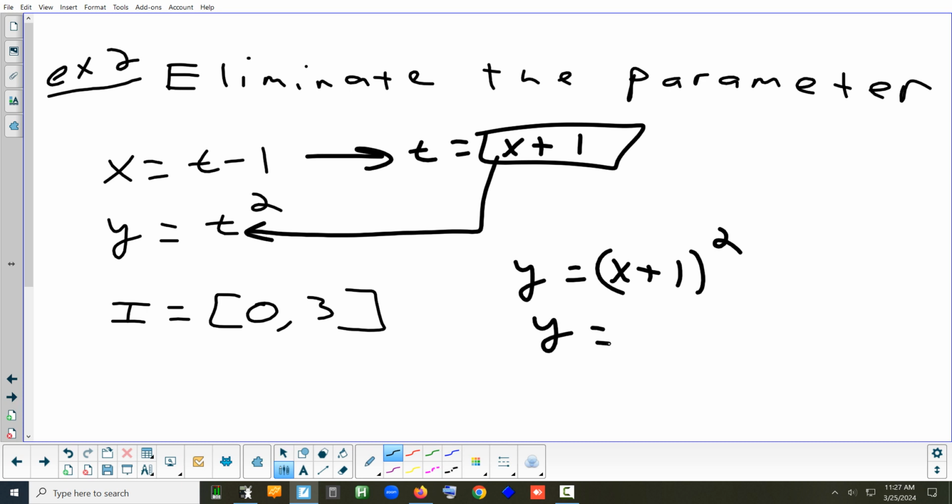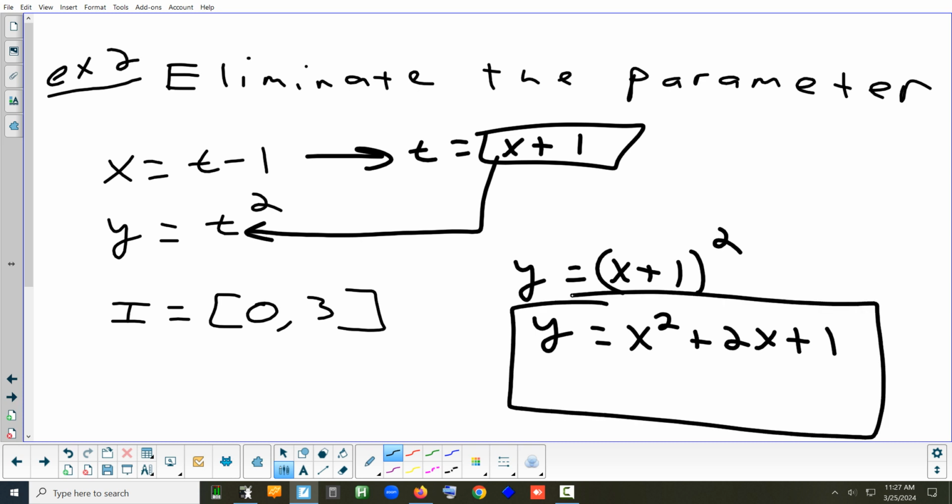And if they wanted that done out, what do you get? X squared plus 2x plus 1. Okay, what shape is that if you were to draw it? Parabola. But when you were drawing it parametrically, was there a restriction on t when we started the problem? Yeah, what's the restriction? 0 to 3. That's the restriction parametrically.